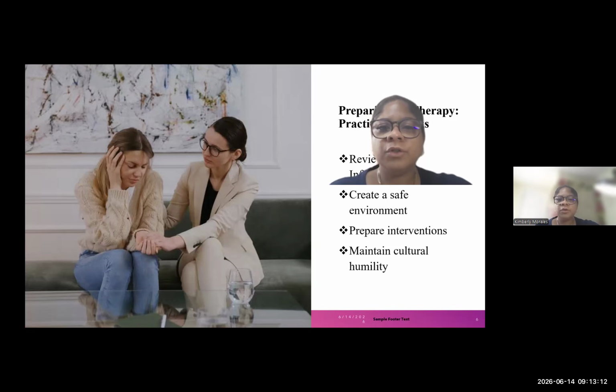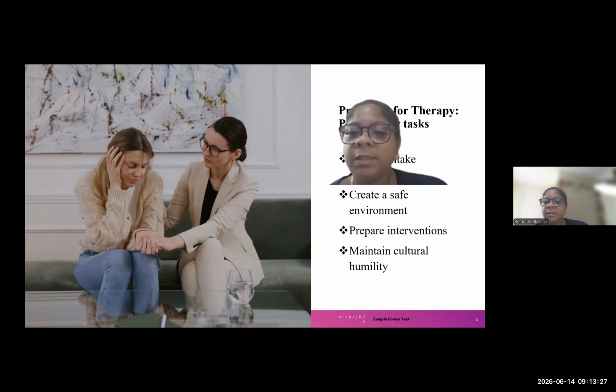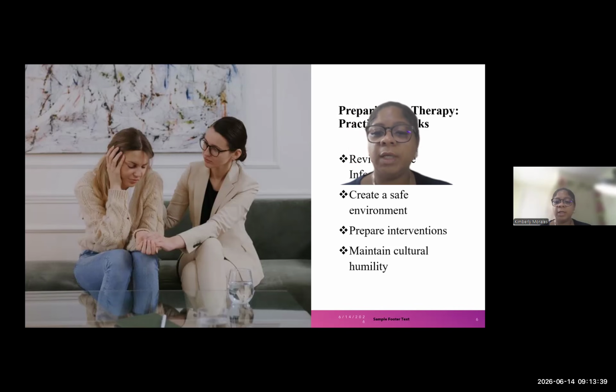Preparing for therapy practitioner tasks. These include reviewing intake information, creating a safe environment, preparing interventions, and maintaining cultural humility. Reviewing intake notes, maintaining confidentiality, and setting up a quiet, private area, all part of preparation. Shane 2018 emphasized the significance of ethical awareness, empathy, and emotional preparedness.